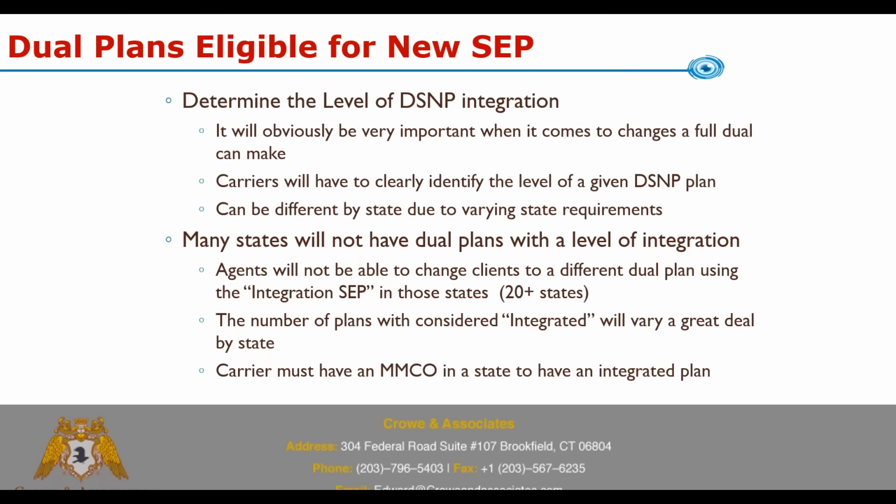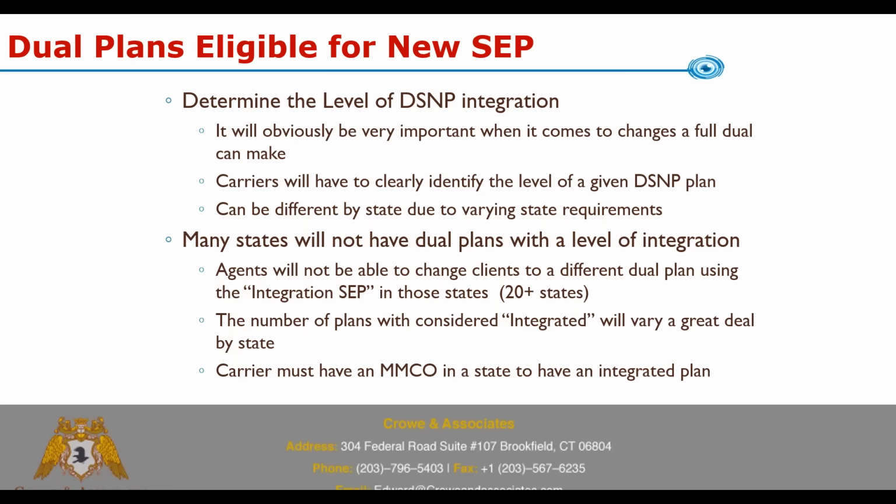So what you're going to need to do is determine the level of DSNP integration. The carriers should make that fairly obvious. They will list what level of integration it is, and as we showed on the previous slides, it's got to be integrated in order for it to be eligible. So hopefully they will clearly identify the level. Hopefully they will do that. And this will be very different by state.